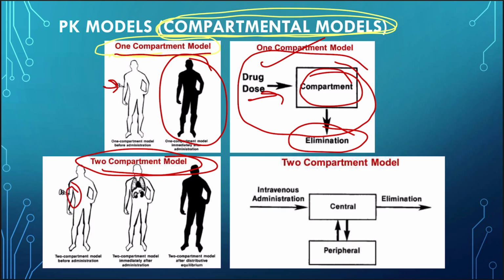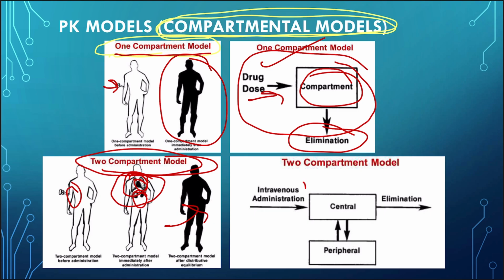initially it will go to the central compartment, which basically comprises the plasma and those organs which are highly perfused. Here you can see the lungs, kidney, and heart, because these are the organs which are highly perfused. So first it will distribute rapidly into these organs, and then later on it will be distributed into the rest of the body. That is, equilibrium occurs with the other tissues later on. So this is a two compartment model.